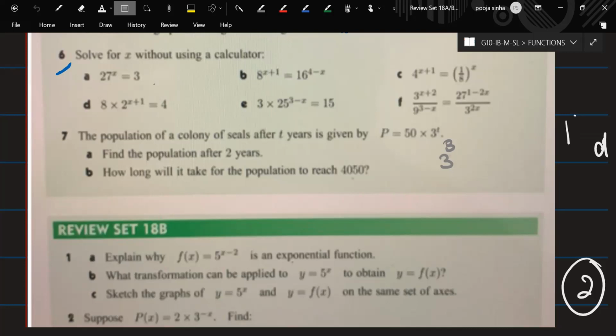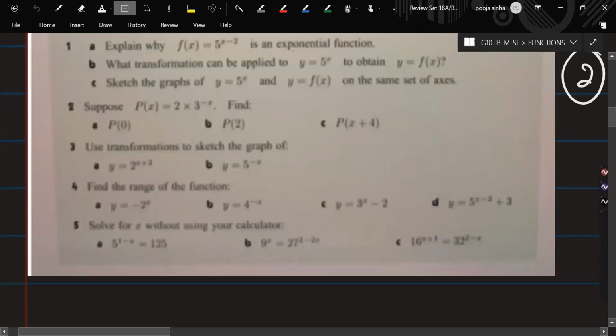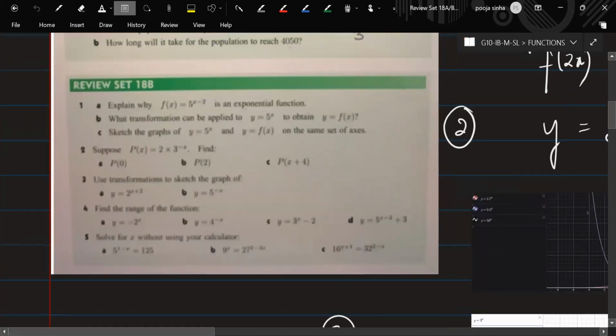So, miss, here we're finding... for 7A just replace T with 2 and you'll get it, and for B you replace P with 4050. Absolutely. Okay. Now 18B is what I expect you to do on your own now, similar to what we have done.